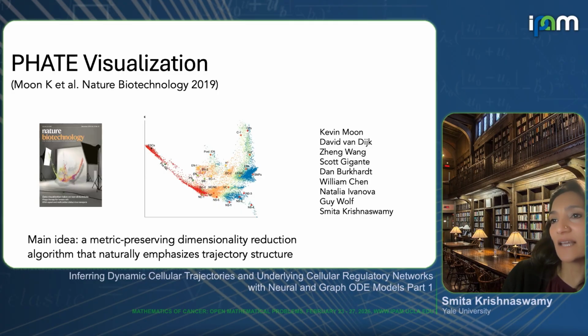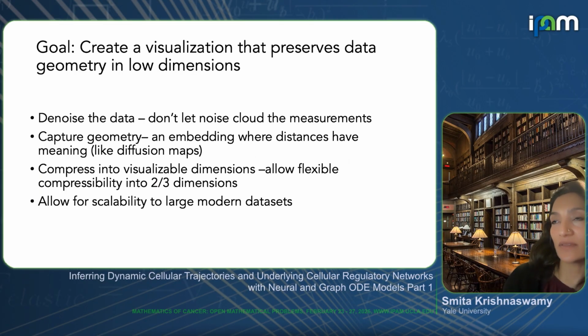The idea of PHATE is that it is a metric preserving dimensionality reduction algorithm, so it preserves some kind of distance in its embedding, but it's preserving a more data intrinsic distance rather than Euclidean distance. Our goal when developing PHATE was to create a visualization that could go down to quite low dimensions and preserve data geometry. Subsequently, it's been useful because a lot of generative models, like flow and diffusion models, also operate well in these lower dimensional settings.